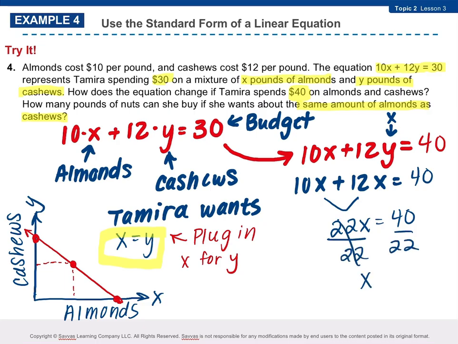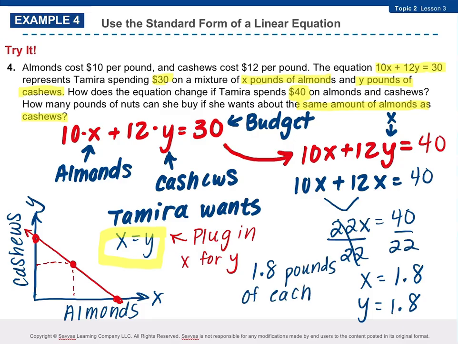And I get X equals a crazy decimal, 1.81818. So let me round it to just X equals 1.8. So if I bought 1.8 pounds of almonds, I should be able to buy 1.8 pounds of cashews. About a similar amount for each. So I should be able to do 1.8 pounds of each.